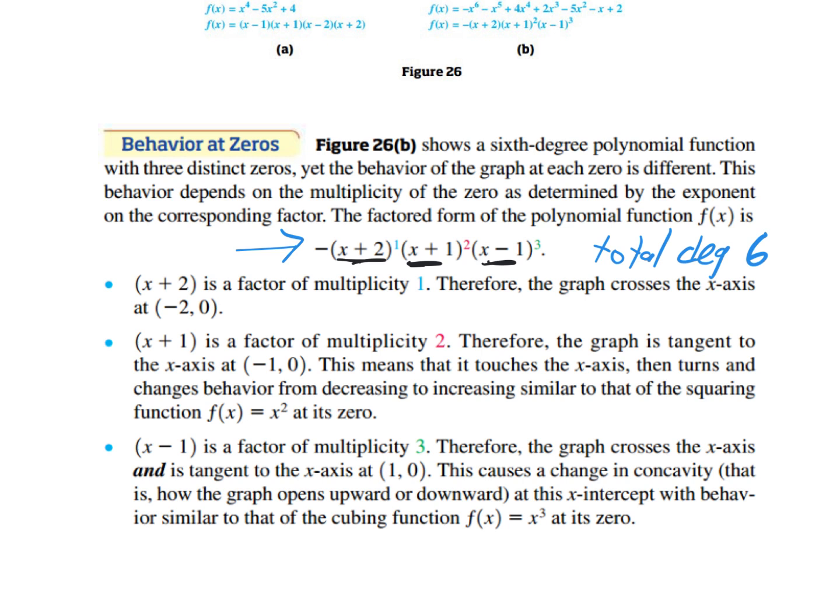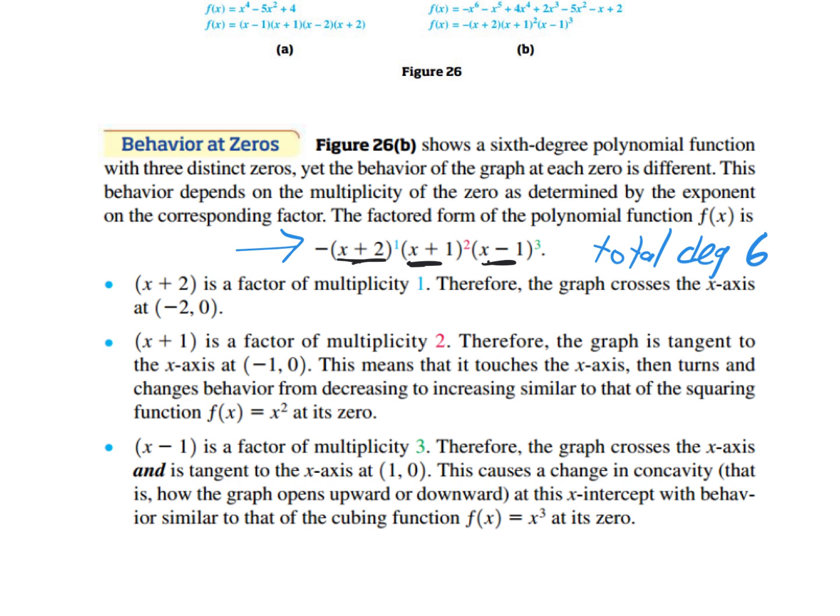And each one of them represents an intercept on the x-axis, or a zero, or a solution, whatever name you want to use here. Now, because they have different exponents on them, they are each going to cause something different, and we'll use these behaviors to help us visualize what our graph looks like.